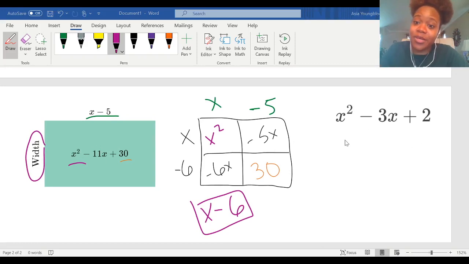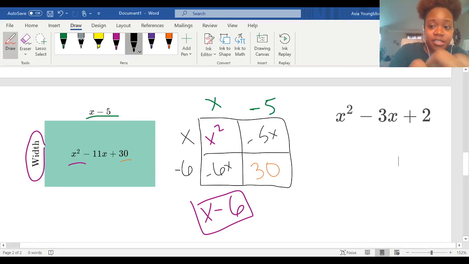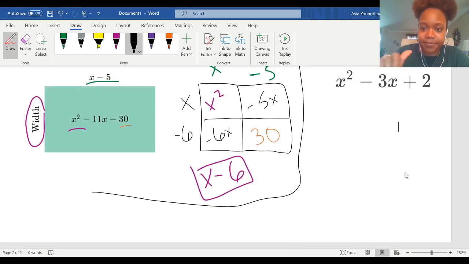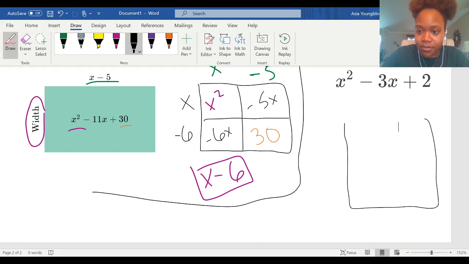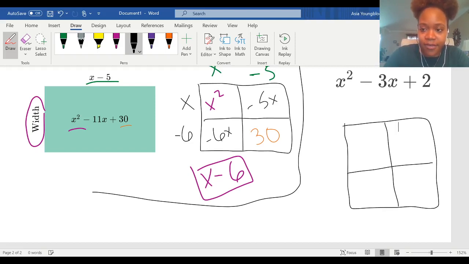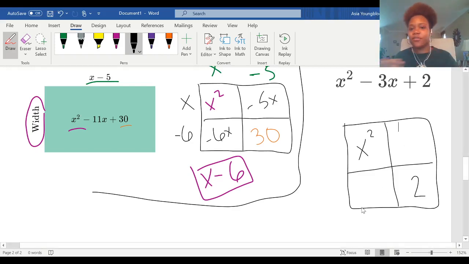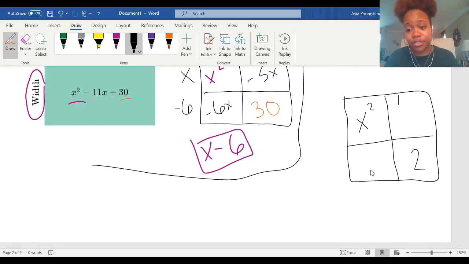In this next problem, we have to factor this expression, x squared minus 3x plus 2. So again, we're going to set up our boxes like so. And we're going to plug in what we already know. So we have x squared, we have 2, and now we're trying to break apart this negative 3x between these two boxes. There are a lot of ways we could break apart negative 3x, but there's only one way that we can do it for this particular problem.